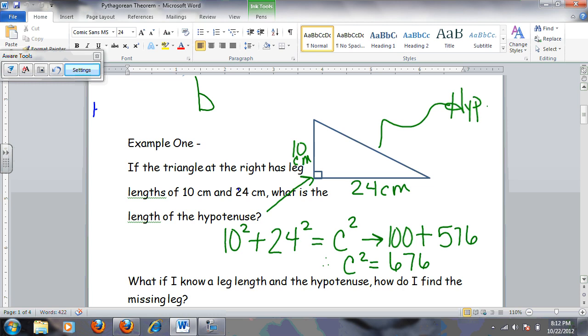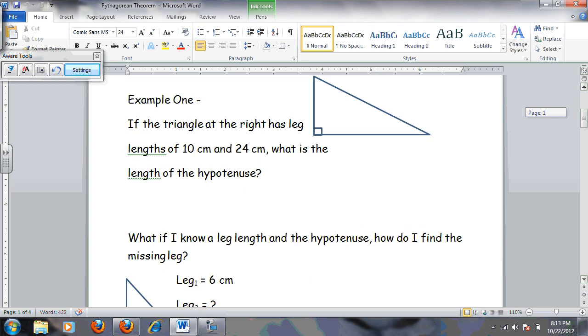676. Now, we need to find the inverse of squaring a number. Yesterday we talked about the inverse of squaring the number was the square root. So the square root of 676. We can do that on our calculator. When you find the square root of 676, you find that the hypotenuse is 26 centimeters. That's just plugging information in, substituting your leg lengths to find the hypotenuse.